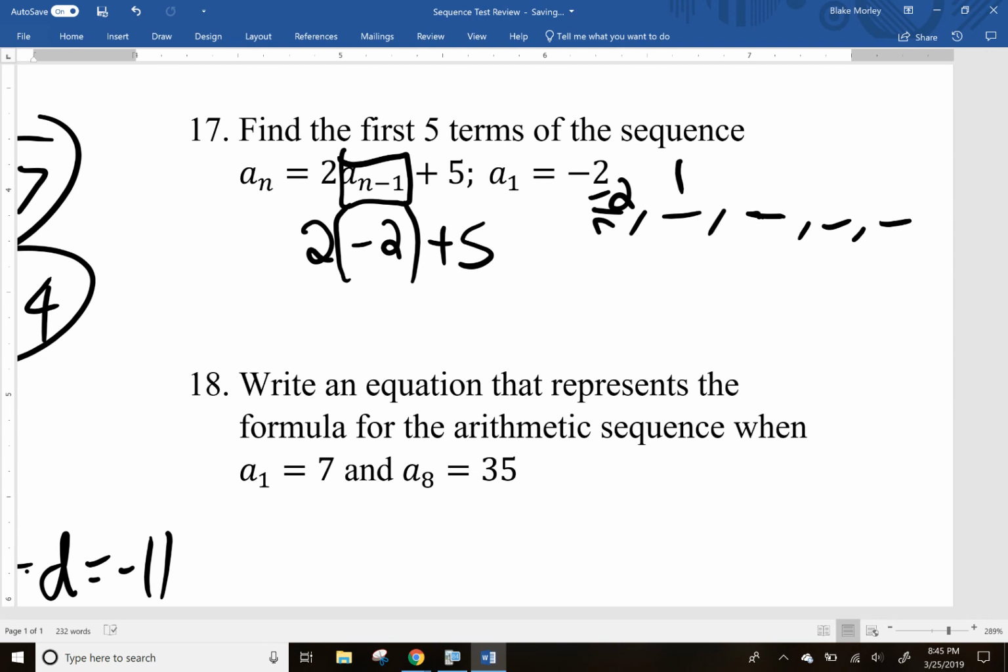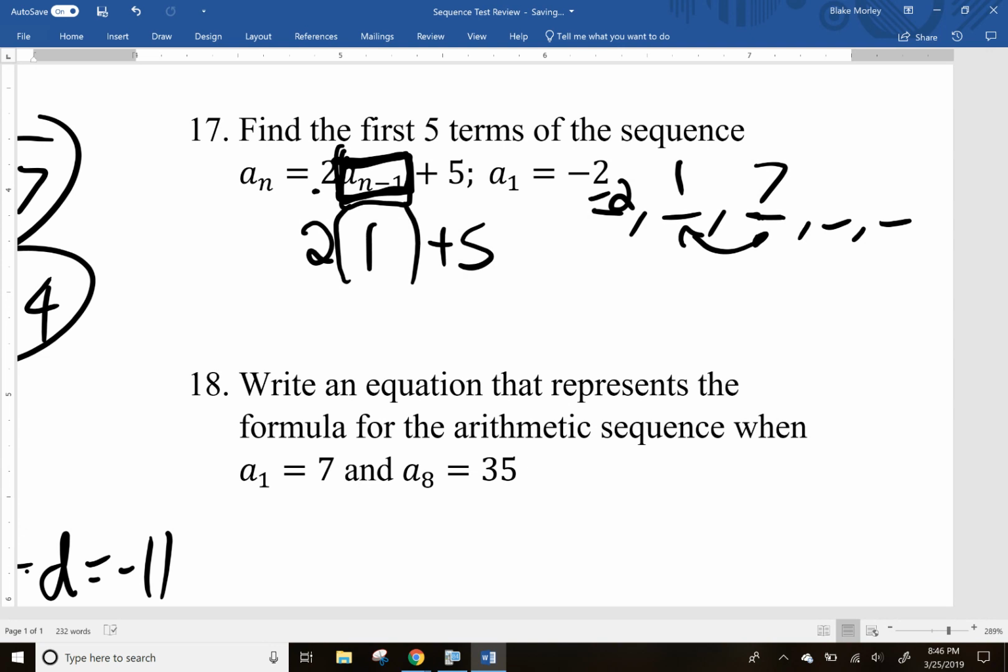Okay, so if that's 1, then to find the next term, the third term, I plug in 1. So in that space, I'm plugging in 1. I'm not plugging in for A or for N or anything like that, remember. I'm plugging in for this entire thing. This entire thing is 1. So it's going to be 2 times 1 plus 5. And again, type that in the calculator, you get 7.